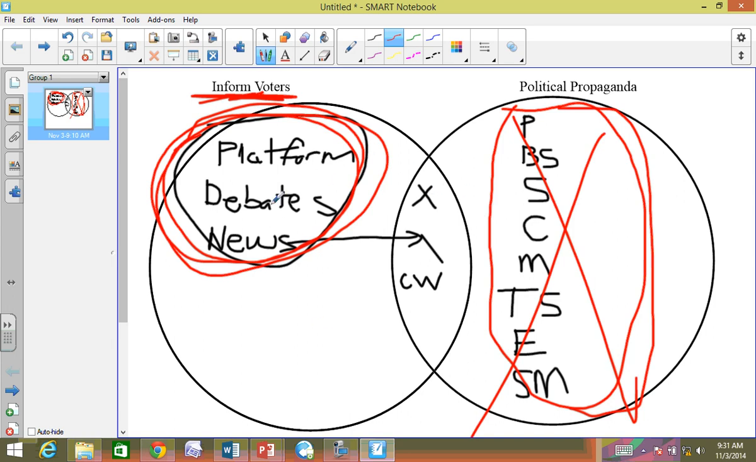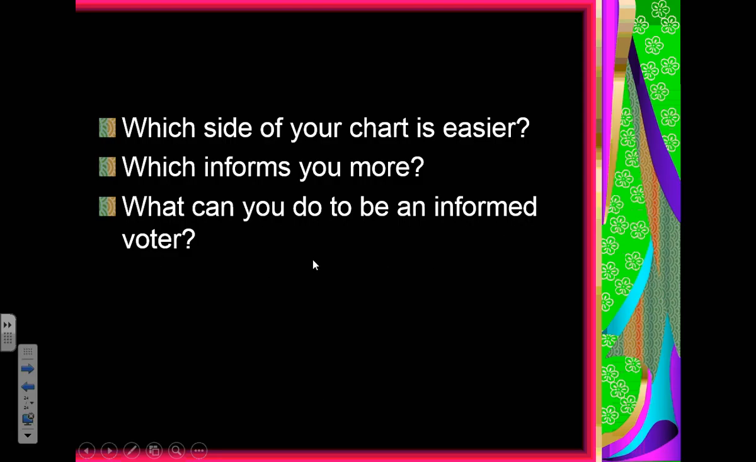Again, which is harder? Well, certainly the stuff on the left side is harder. It's going to take more time. But that's like so much in life. The things that really matter do take a lot of time. They are more difficult.